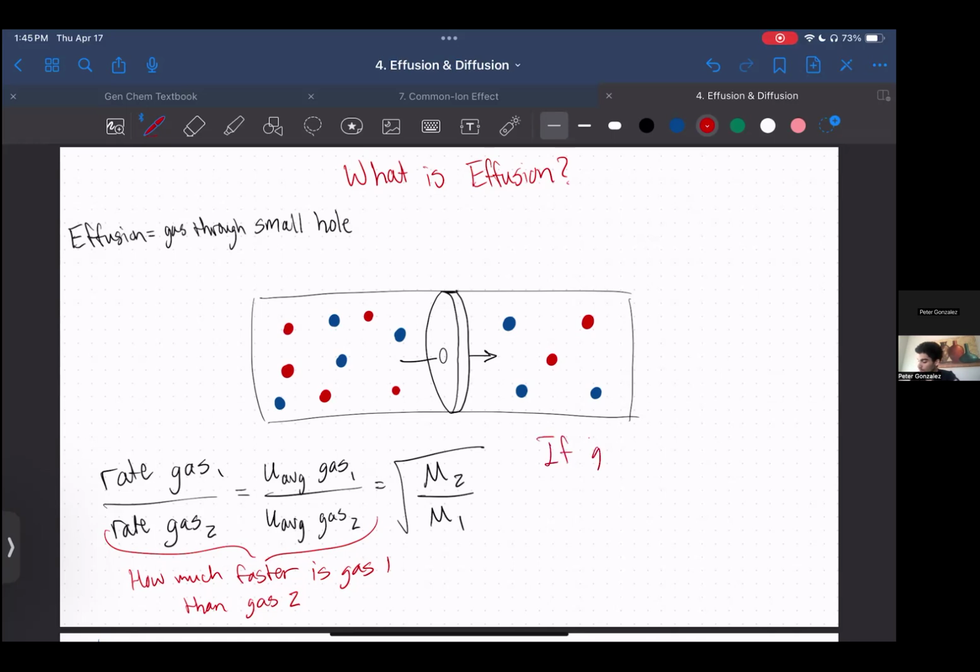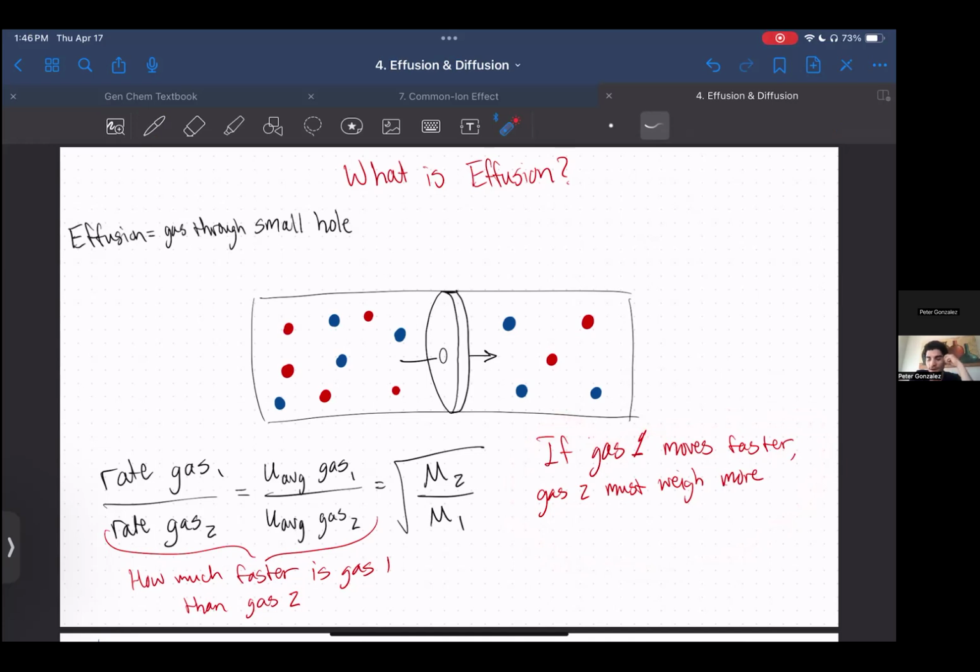So if gas one moves faster, gas 2 must weigh more. And again, it's not a huge deal. If, when you get your answer, you just ask yourself this question about gas one and gas two, that'll basically tell you if you did it right or not.